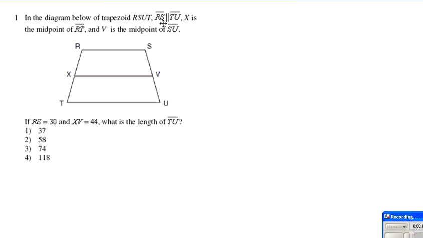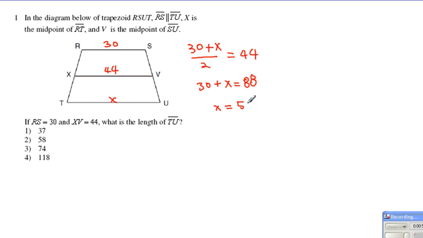So here we have this one is the midpoint. That means when you look into this one, RS was 30, and then XV was 44, and this TU is our X. Now the relationship in the trapezoid was the middle line was average of those two. So in fact, 30 plus x over 2 was equal to 44. In other words, 30 plus x is equal to 88. By multiplying by 2 on each side, then x becomes simply 58. Therefore, the answer will be equal to 2.